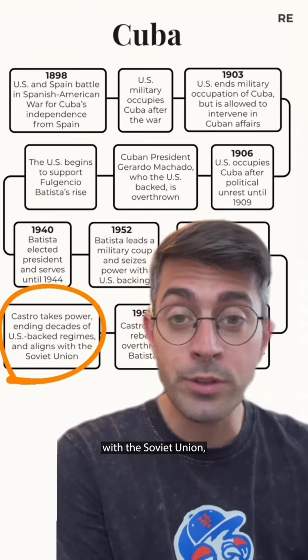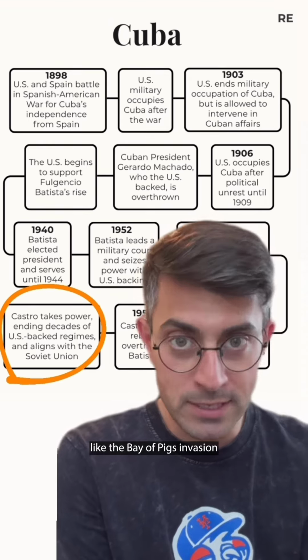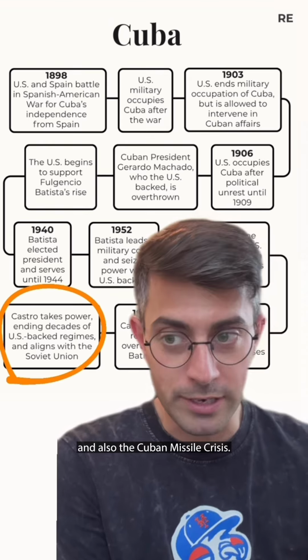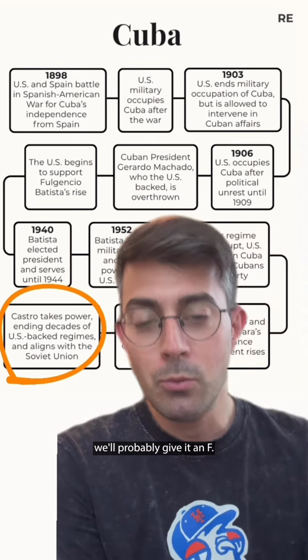He aligns himself with the Soviet Union, which causes a lot of international conflicts, like the Bay of Pigs invasion and also the Cuban Missile Crisis. So, if we are going to grade this regime change, we'll probably give it an F.